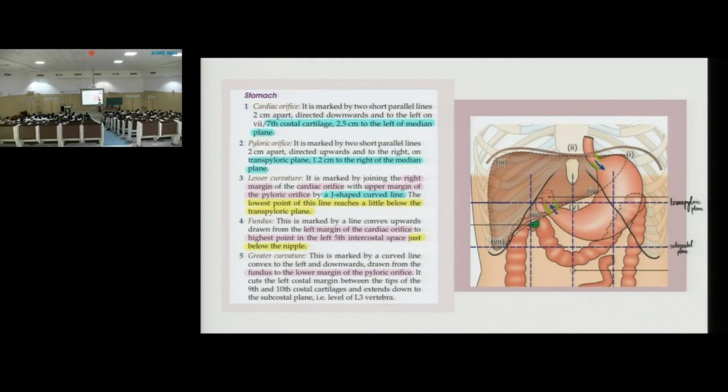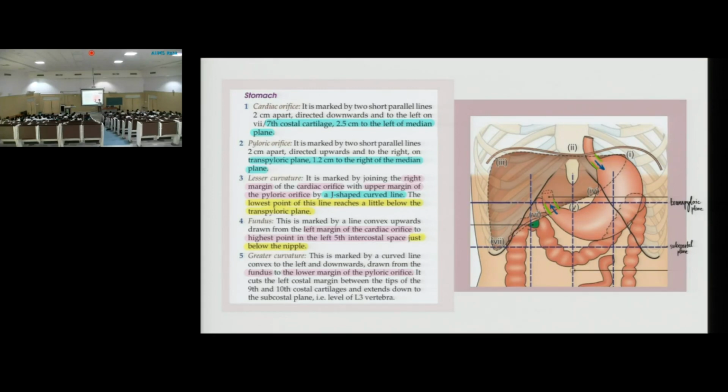So the cardiac orifice is done. The pyloric orifice is exactly the opposite. This was downwards and towards the left, so this must be upwards and towards the right. At what point is it present? It is present on the transpyloric plane. Ma'am has beautifully explained how to identify the transpyloric plane in an easy manner. How do we identify it? Taking the midpoint between the xiphisternal point and the umbilicus.